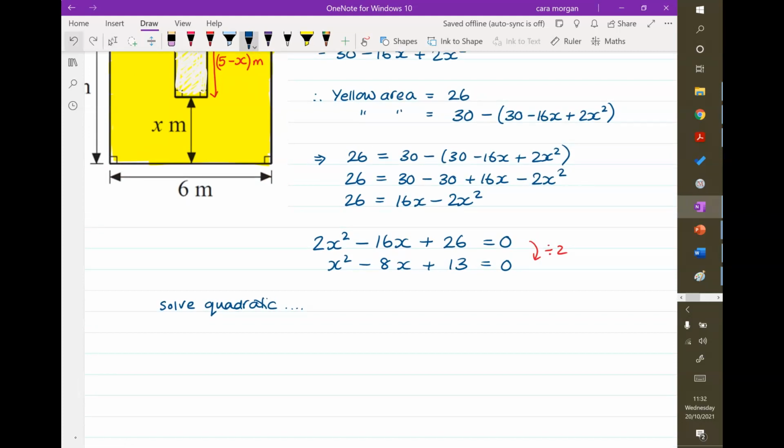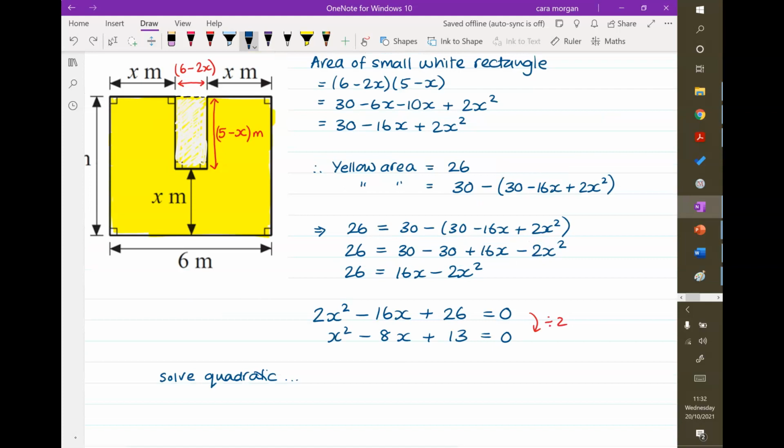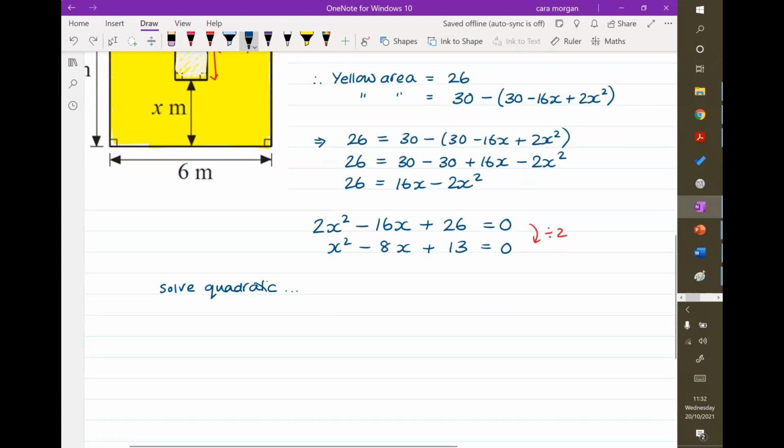But what I do notice is the coefficient of x. What am I doing there? I'm not quite sure what's going on here. I notice that the coefficient of x is an even number there. So I think I'm going to complete the square. I'm doing this because I don't think that I can factorise using integers.